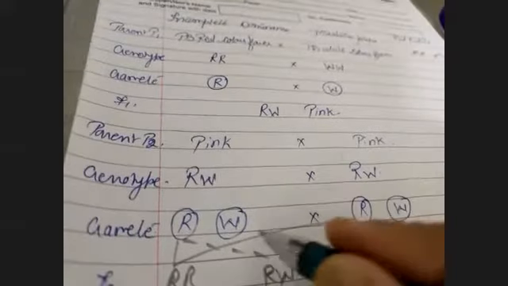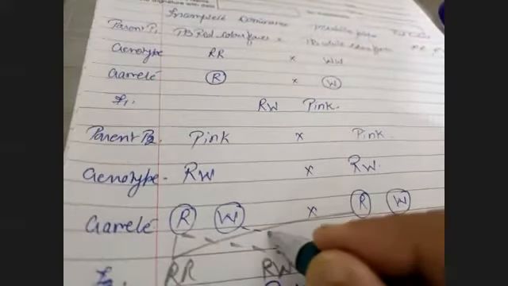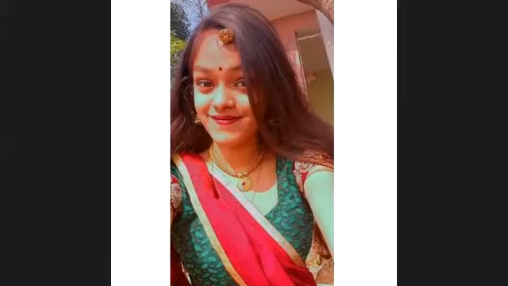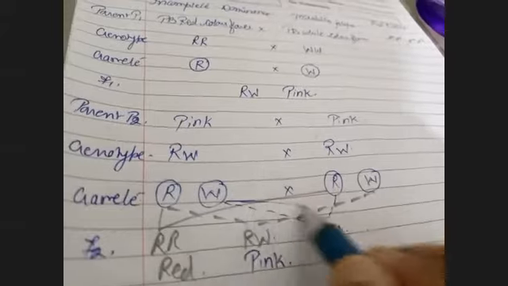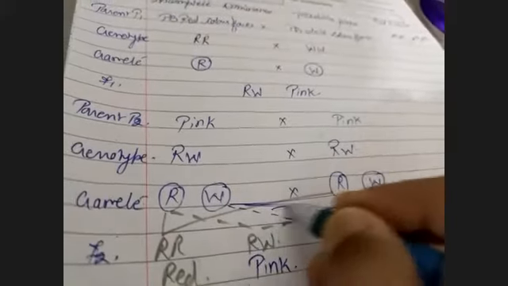Okay. Take the next one. Capital R, capital W, what will it look like? Pink. And this one, capital W, capital W, what will it look like? White.